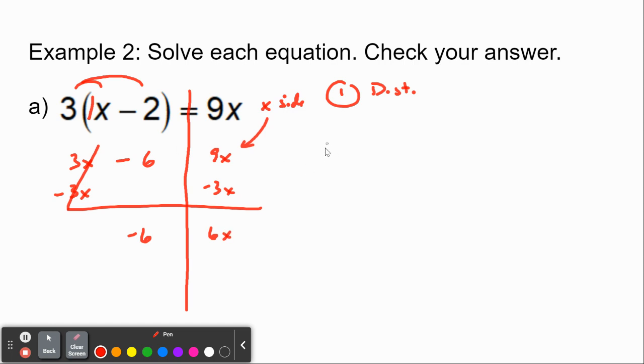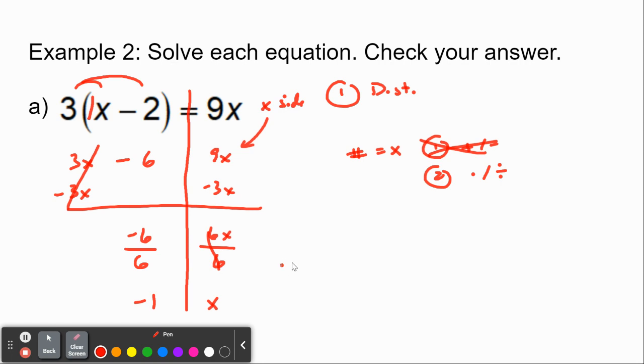So now again, we're going to get a number on the left-hand side equals x. So we're either going to add or subtract first, and then multiply or divide second. Notice that on the right-hand side, there's no number being added or subtracted, so we're not going to add or subtract. We're going to straight away divide by 6. Divide by the number with the x. On the left-hand side, you get negative 1. On the right-hand side, the 6's cancel. So our answer for x is negative 1.